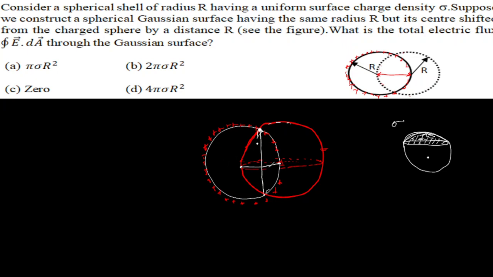Get to here, and if you connect these two points here, let's say here, so from this triangle what can we write here? Let's say this is the center of the sphere O, this is the center of the sphere of the Gaussian surface O dash, and let's say this is the point where the two spheres cut each other. Let's say R point.